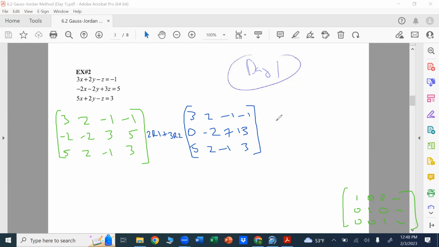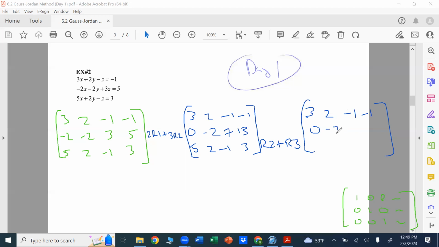Now the next thing I'm going to do, I'm going to do R1. Actually, I'm going to do R2 plus R1. Sorry, R2 plus R3. Okay, why do I think I'm doing R2 plus R3? What's going to cancel? But R2 plus R3, what's going to cancel? Good.